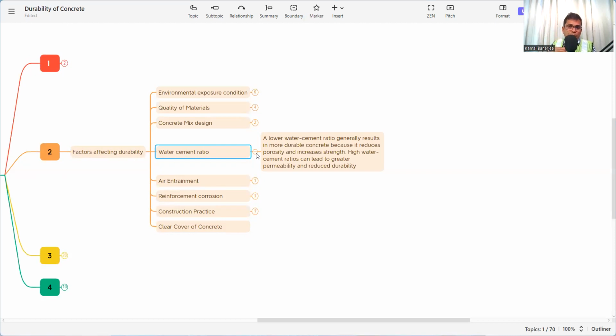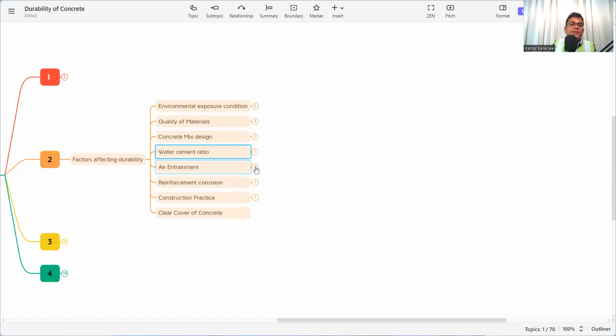It should be optimal, so that whatever water is required to form the hardened paste, to react with the cement, the same amount of water we provide into the concrete, so that there is no excess water and no shortage of water. If it is optimal, then there will be less negative effect on the concrete strength and durability.